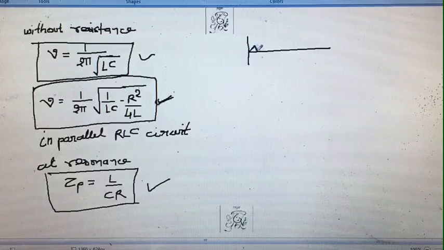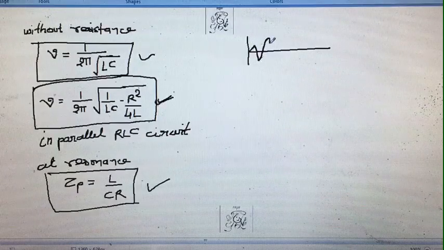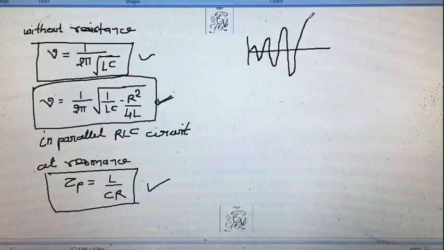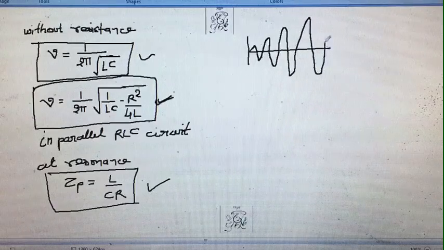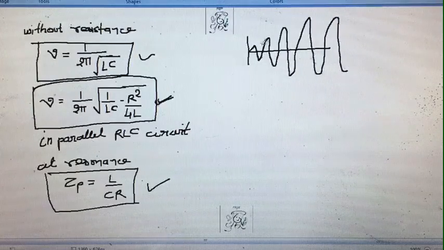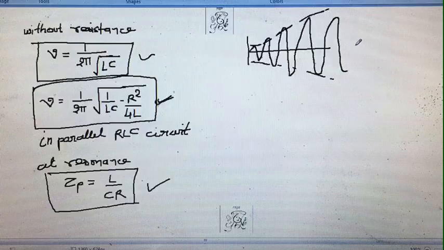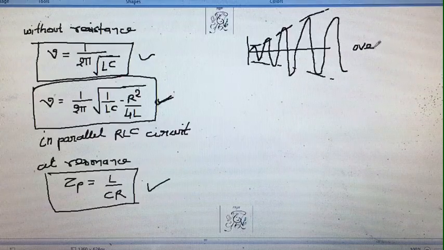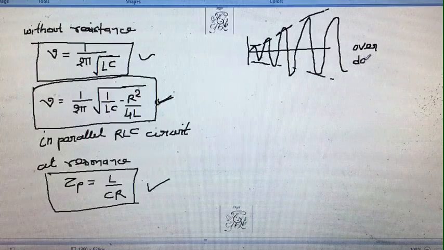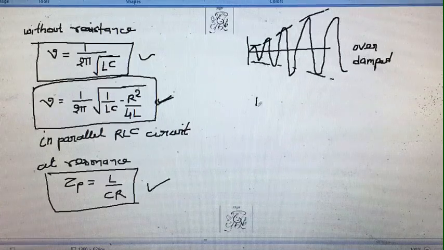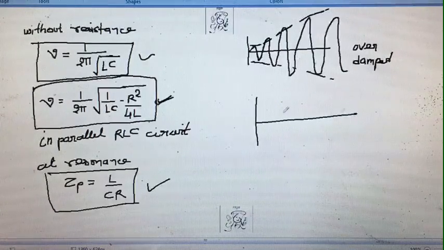So, the signal whose amplitude is less in the beginning but increases with time is known as an overdamped signal.